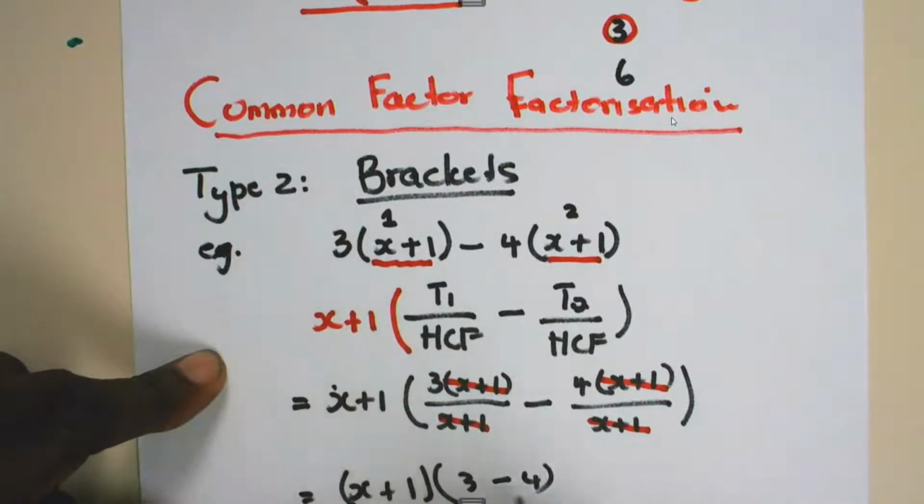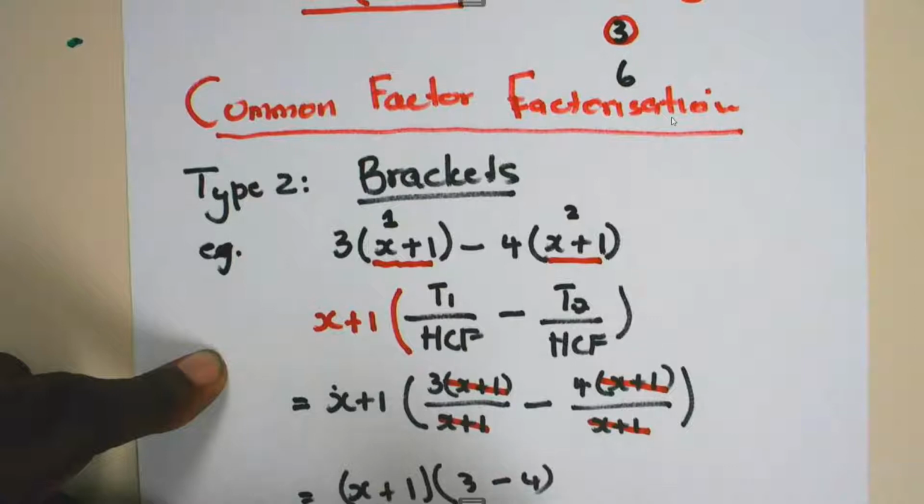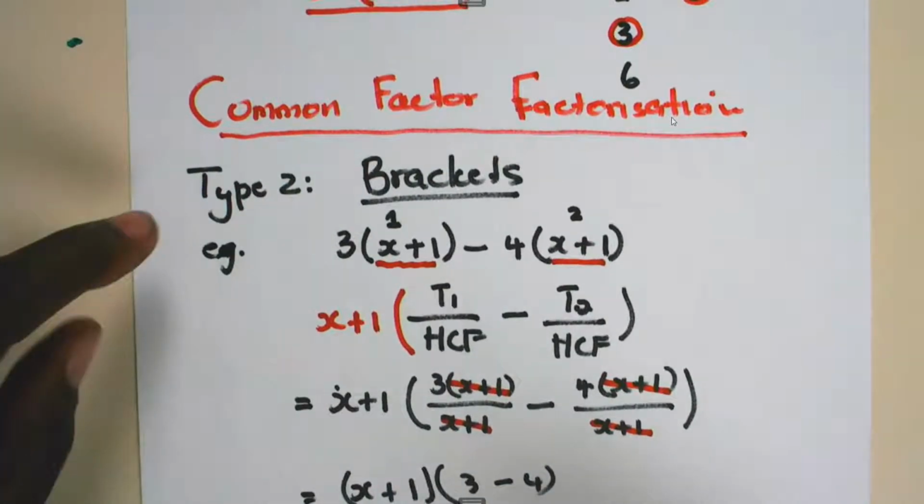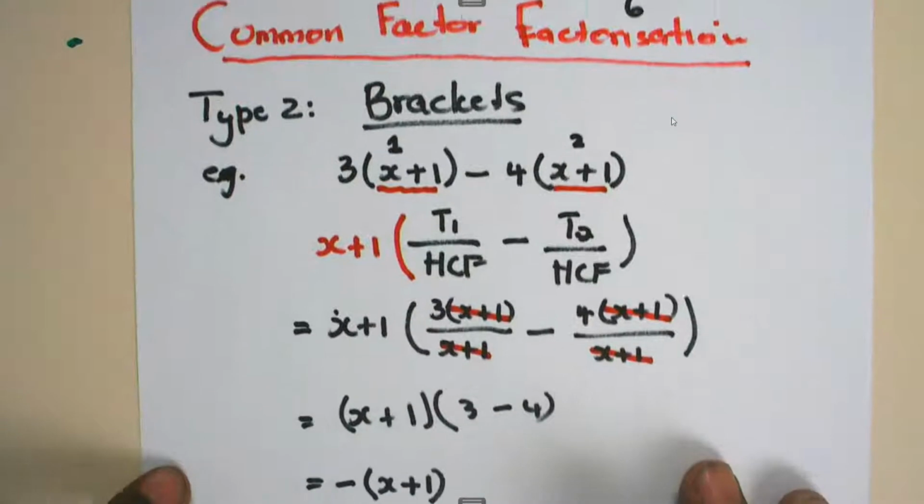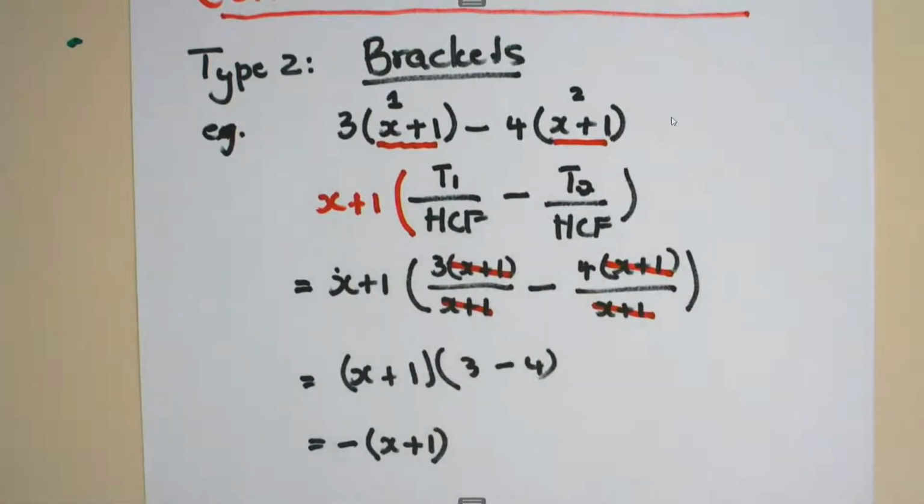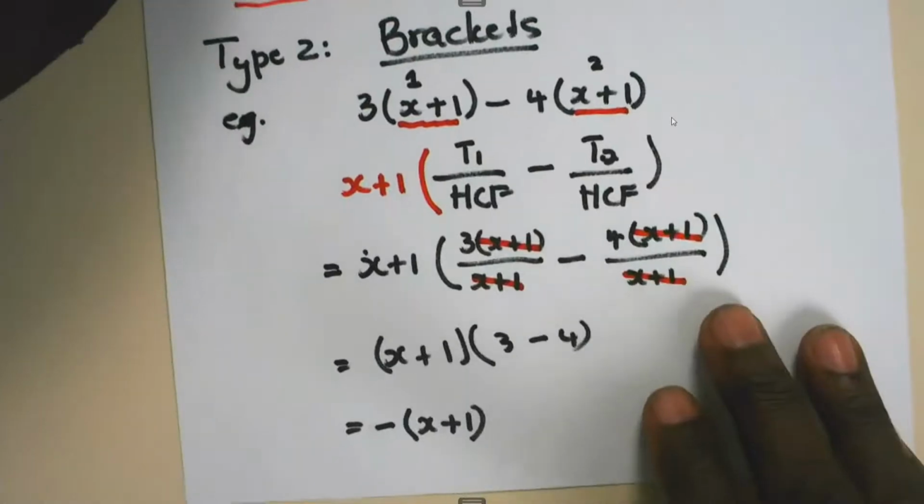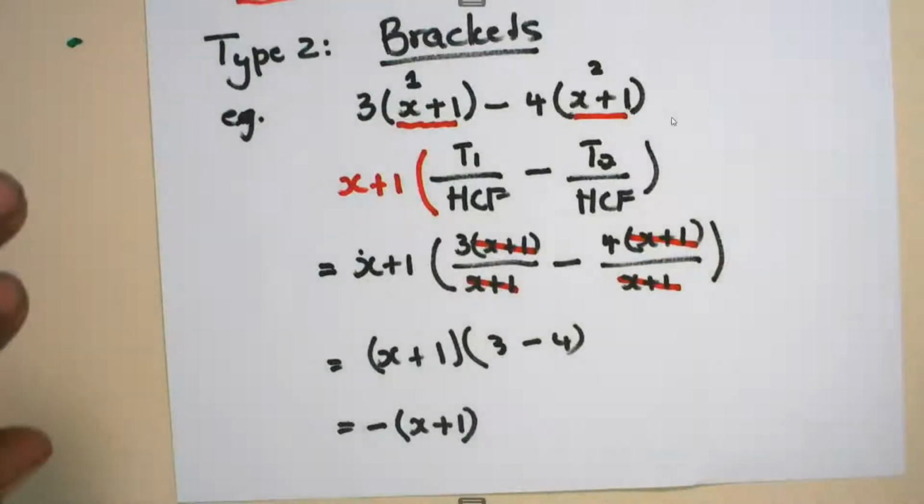But here, they are like terms, which is like numbers. Which means we can simplify in the second bracket, which is 3 minus 4, it is minus 1. Therefore, we can write our factors as minus, not writing what could be an invisible one, into x plus 1. This is the type 2 of our common factor factorization. Because the one that we have used first is that one.